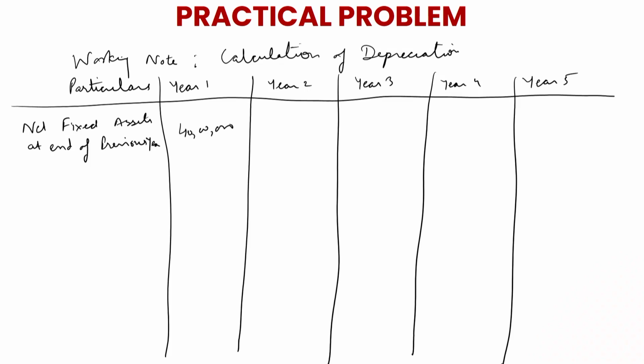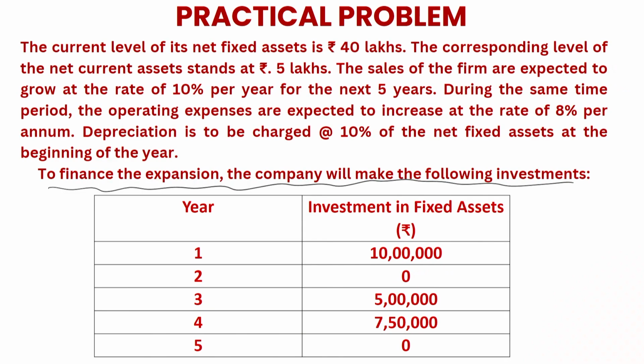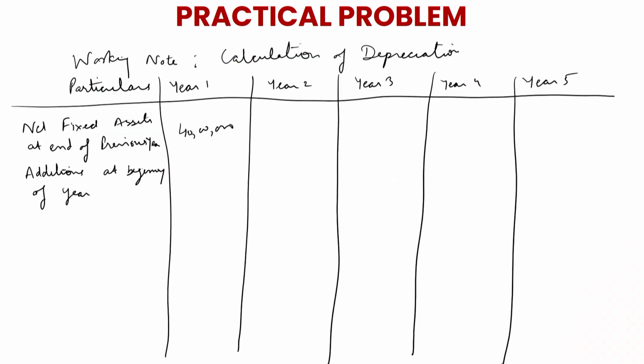Then you can see in the next column we move like this. Then we have to see the different additions that we have made at the beginning of the year. I am going to take this 10 lakh rupees. So I'm putting this 10 lakh here. So I got the total of 50 lakhs.